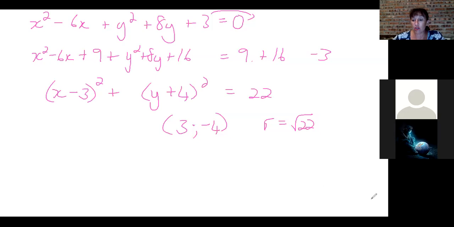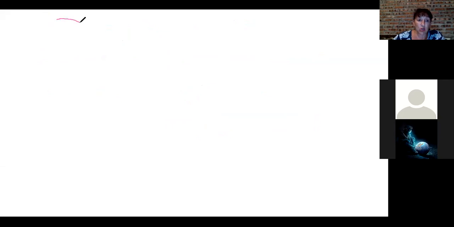Right, now what we're going to look at next is a circle with a tangent to it at a point. Okay, it just touches at a point. That's what a tangent does. It just touches a curve, and the circle has a center.